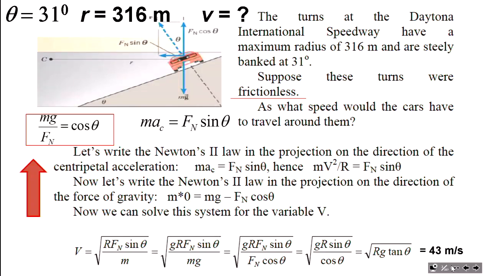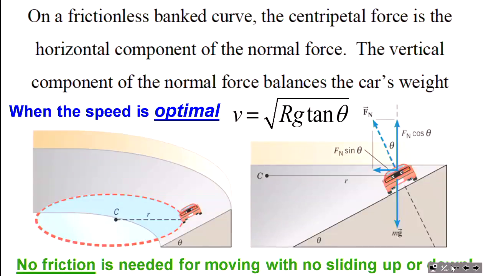We finished this problem. I just want to remind you that calculating normal force for a car making a turn on a banked surface is different from calculating the normal force for a car or cart or any object sliding down a surface. And we have calculated the optimal speed for this car. Optimal means when the car travels at that speed, there is no friction needed to prevent the car from sliding up or down the ramp. And, well, what does this expression tell us?